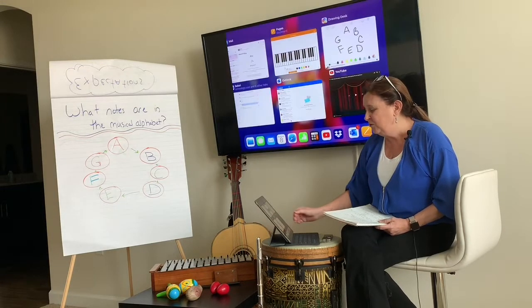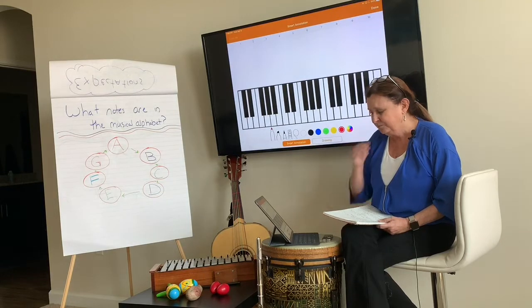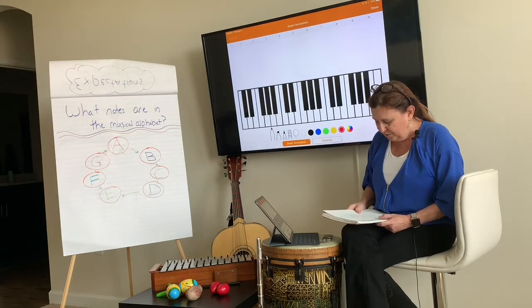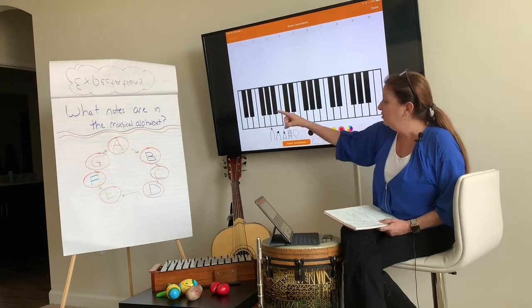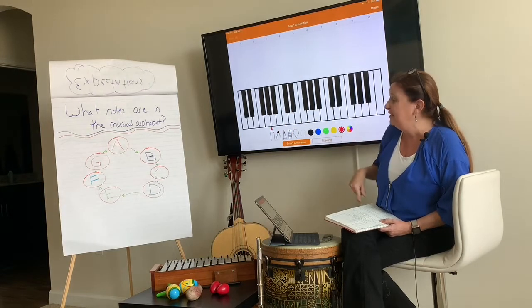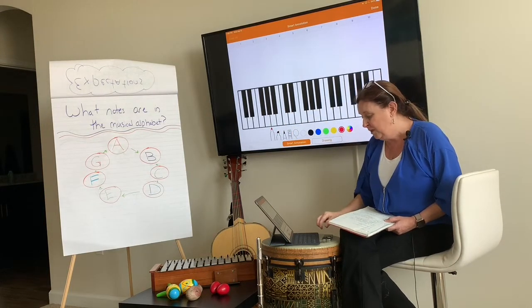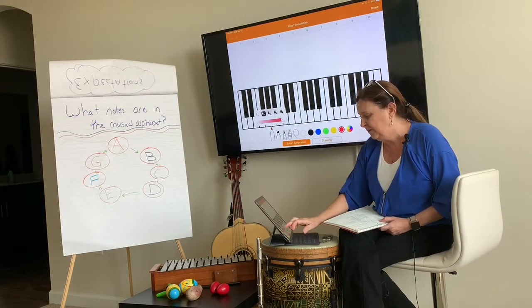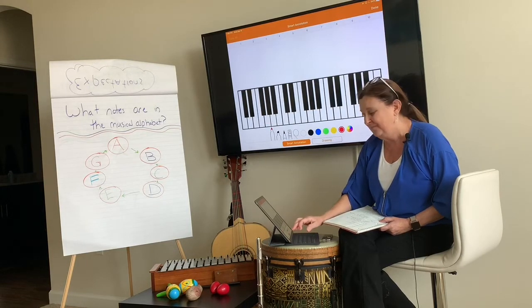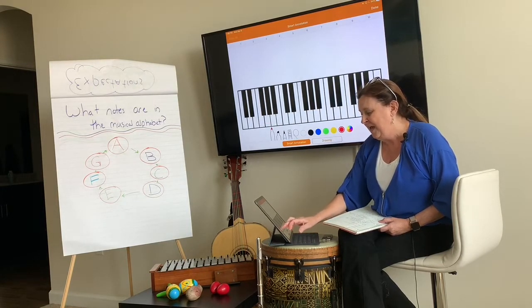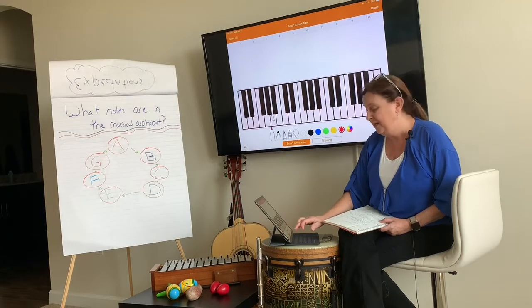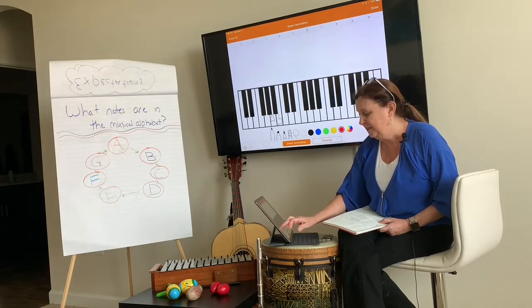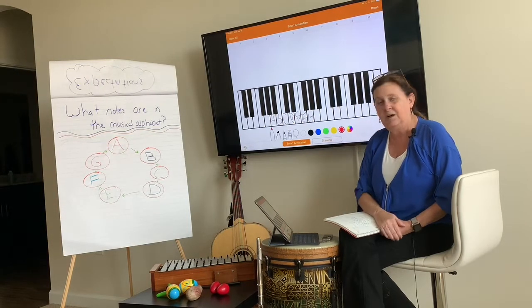What if we go to a piano? Now, on a piano, we have the musical alphabet, A, B, C, D, E, F, G. Well, what if we wrote these notes in here in black? Are you ready? A, oop, I guess it's in red. B, C, D, E, F, G.